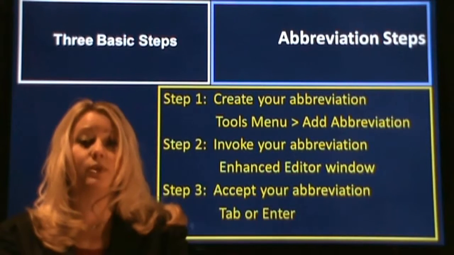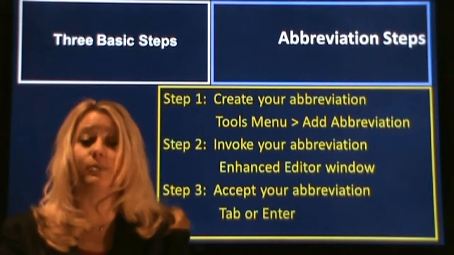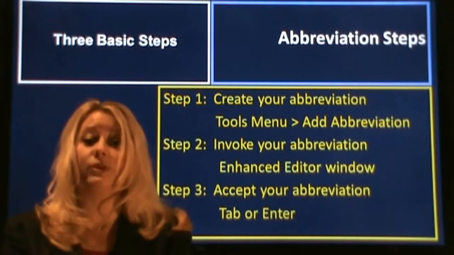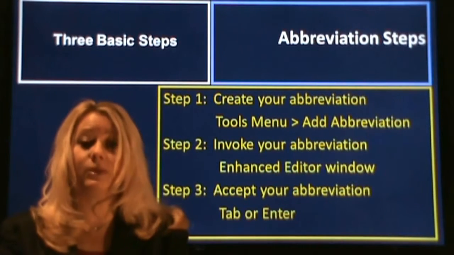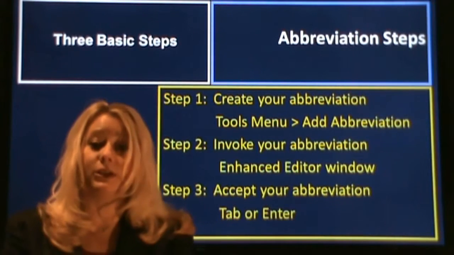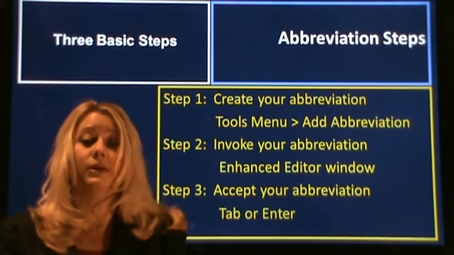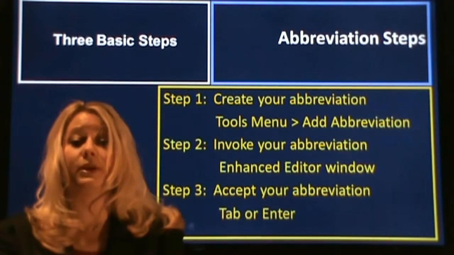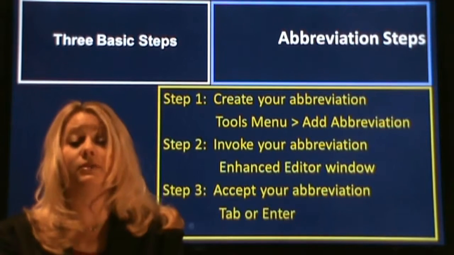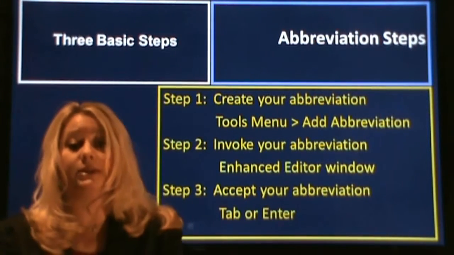Let's go over the steps for an abbreviation. The first step is we create the abbreviation from the Tools menu, clicking Add Abbreviation. The second step is that we invoke the abbreviation, which to me always sounds a little bit like magic, and to some extent it is, because what's going to happen is that you will type your abbreviation name and a box will come up that will indicate that it is present. And the third and final step is to accept the abbreviation by clicking Tab or Enter.